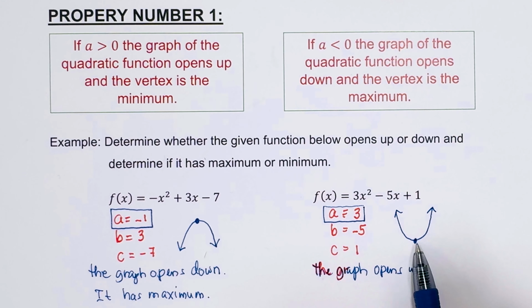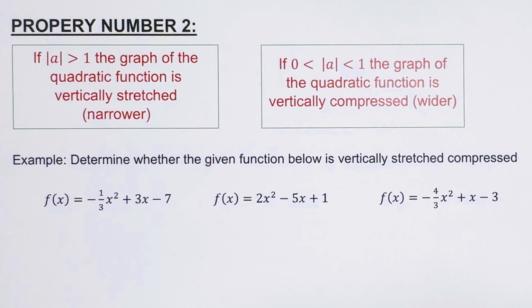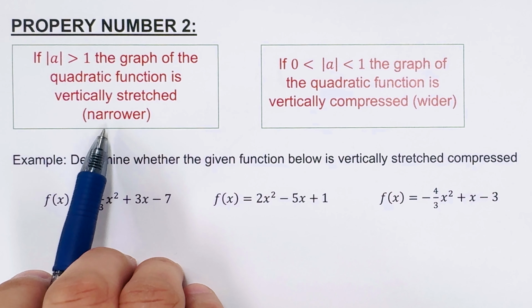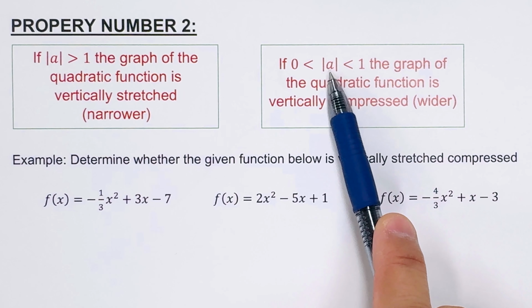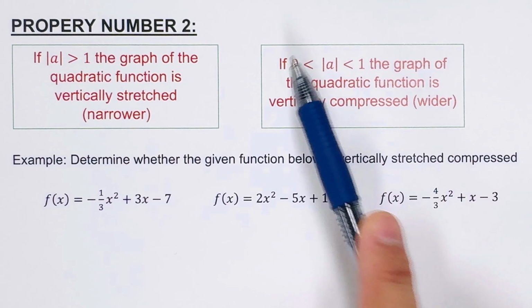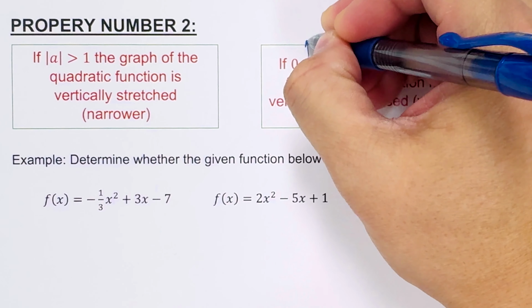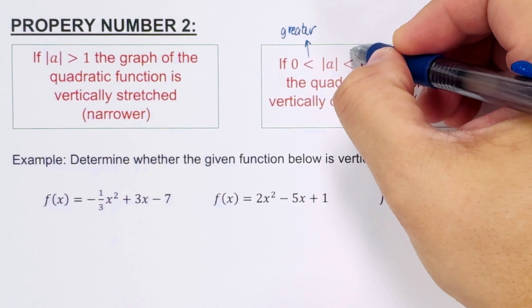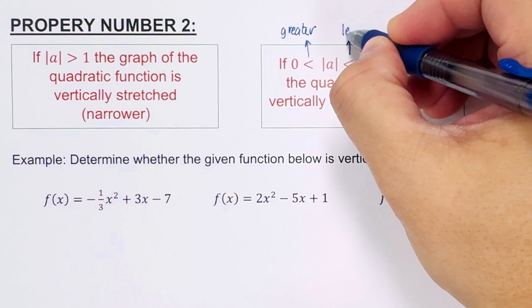Now let's have the second property. Okay, so let's go over the second property here. First, if the absolute value of a is greater than 1, the graph of the quadratic function is vertically stretched, or it's narrower. Well, if the absolute value is greater than 0, this is read as greater than, and this is read as less than.